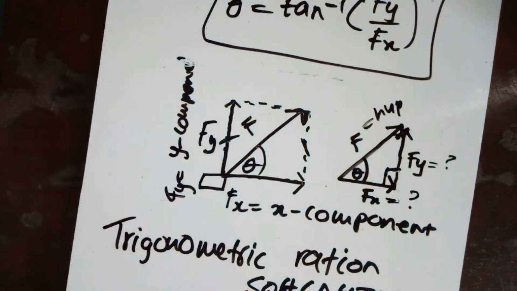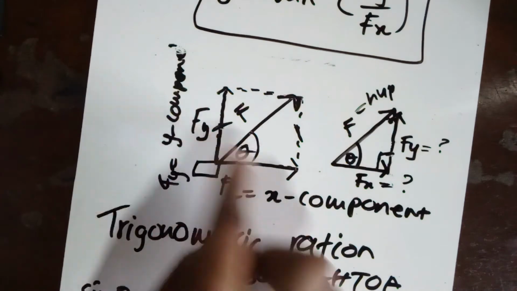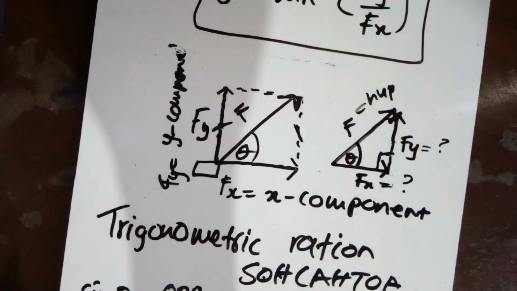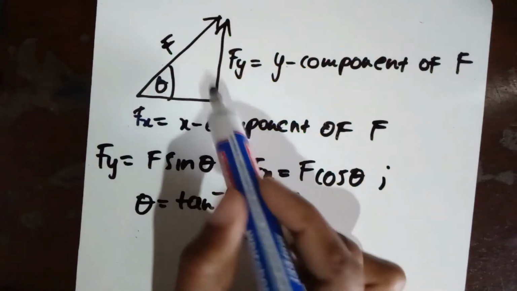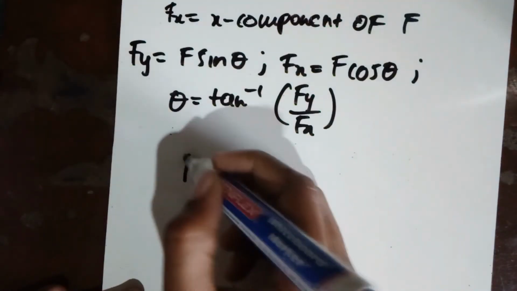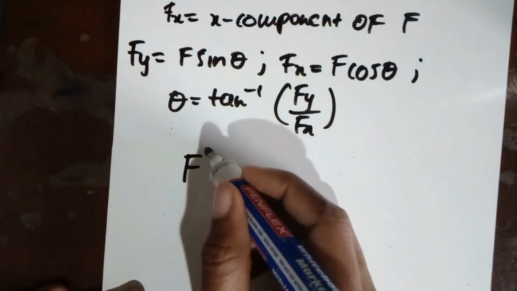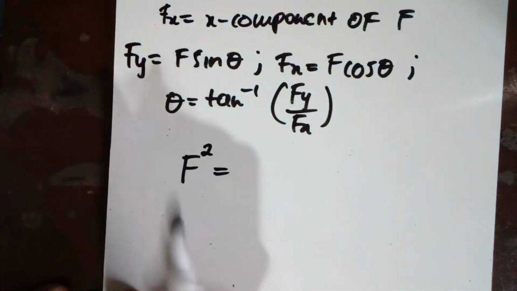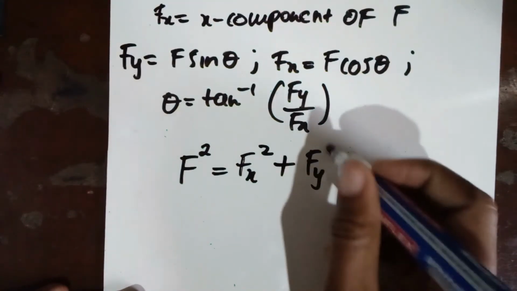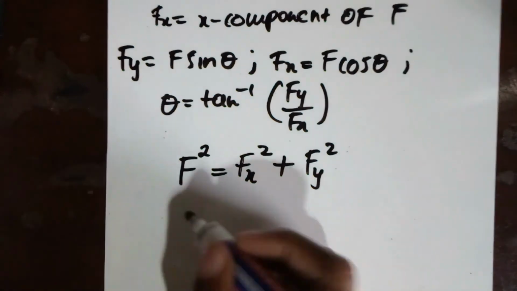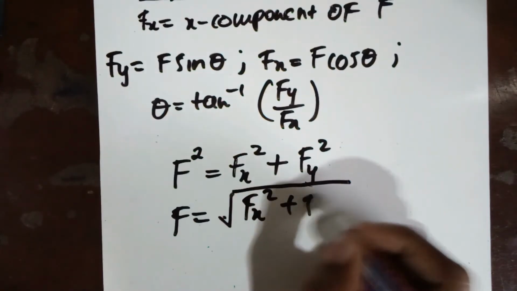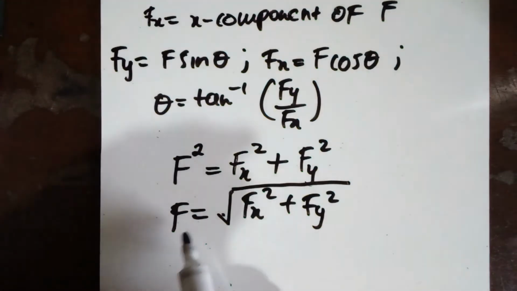We can go a step further and say, what if you were given the x and the y components and you have to find f? Since this is a right angle triangle, you now have to use Pythagoras Theorem. If I'm given the x and y components, I can say f squared, the magnitude of f, equals fx squared plus fy squared. To solve for f, I can remove the square by introducing a square root on both sides. So f equals the square root of fx squared plus fy squared, and then you will be able to find this value.